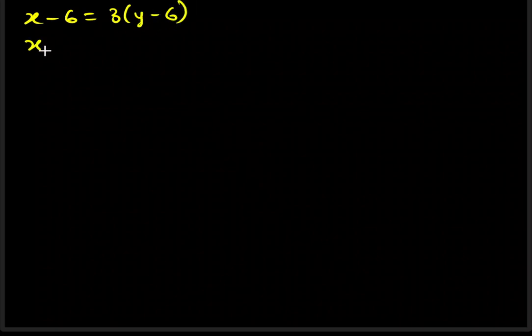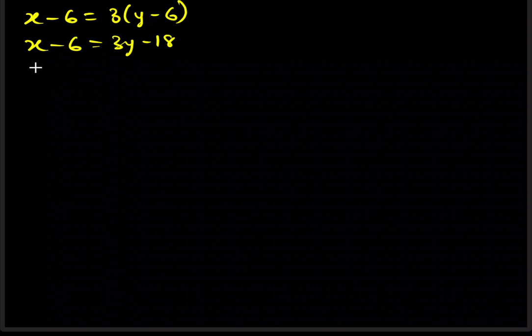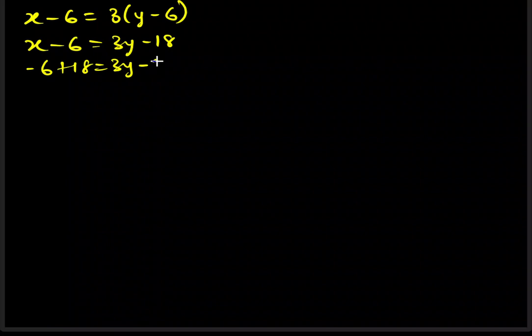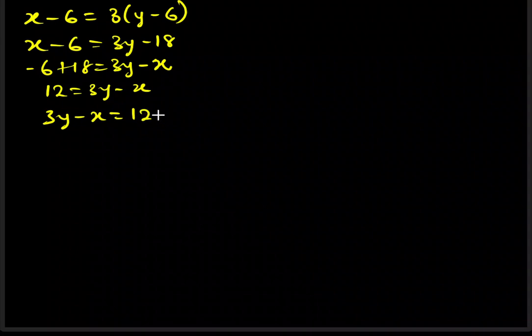All right, so let's expand. x minus 6 equal to 3y minus 18, and that will give us minus 6 plus 18 equal to 3y minus x. So that will give us 12 equal to 3y minus x. So we can say 3y minus x equal to 12. This is equation 2.